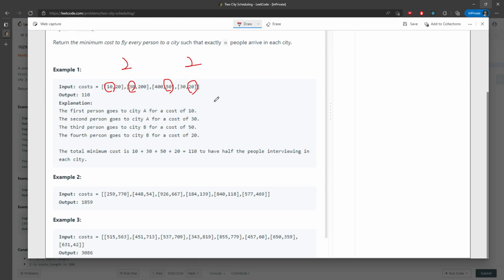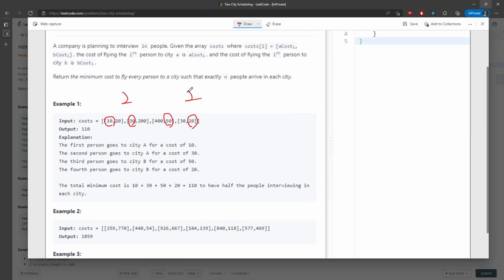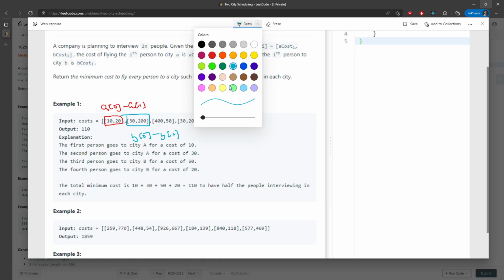But how do you know which one should be picked? You definitely need to sort this array, right? But how do you know which one to pick first? So I will sort the entire array based on the subtraction between these two. So this is A0 minus A1, right? And let me change to another color. And this one is B0 minus B1, right?